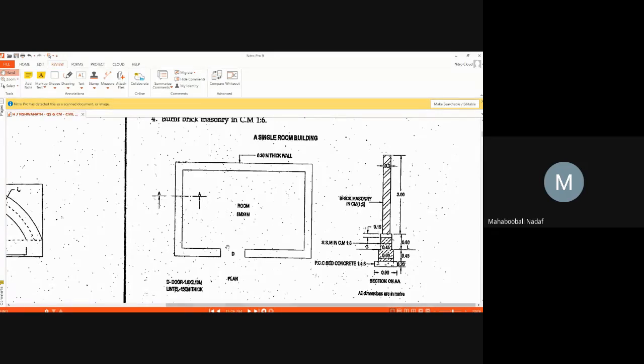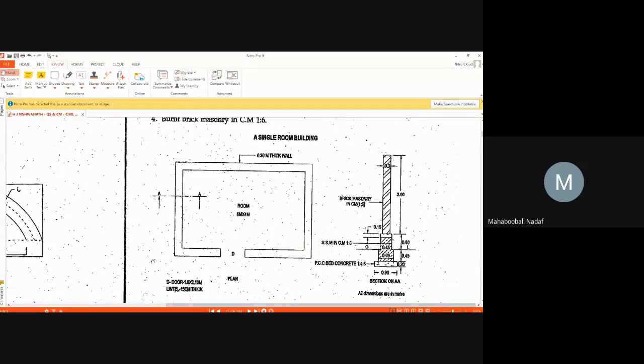Okay? Now in that, it is a diagram, or a plan, showing wall thickness. What is the wall thickness here? It is written 0.3, which means 300 mm thick wall. So 300 mm means one brick thick or 1.5 brick thick? Can anyone tell me? 1.5 brick.